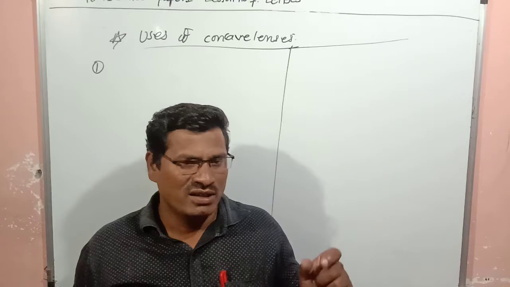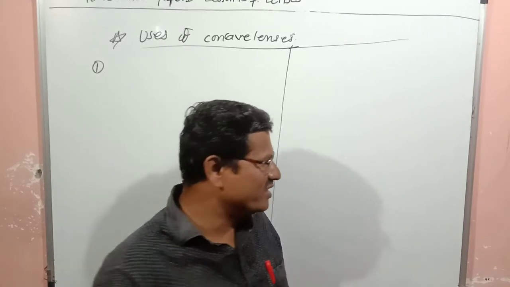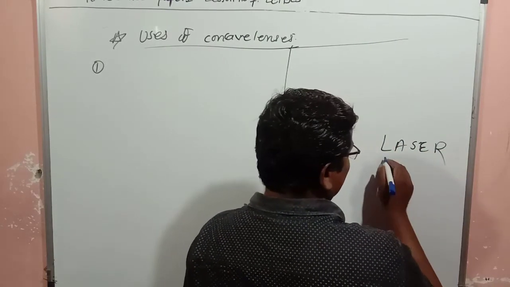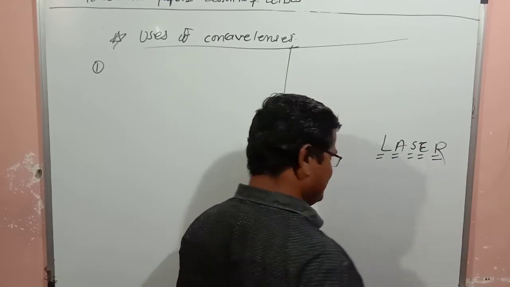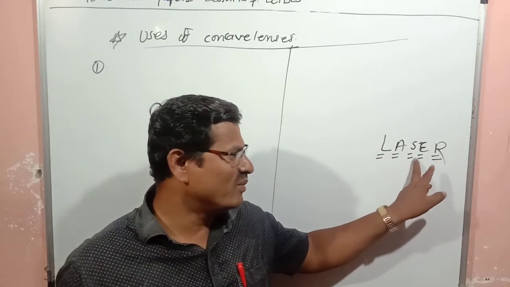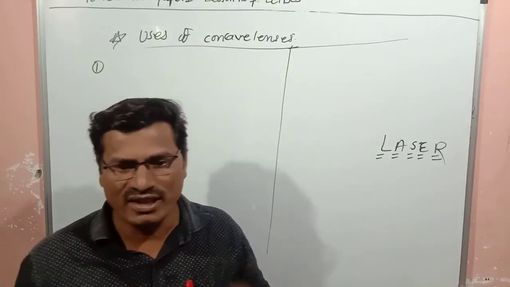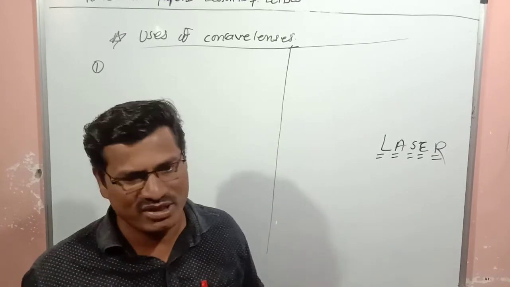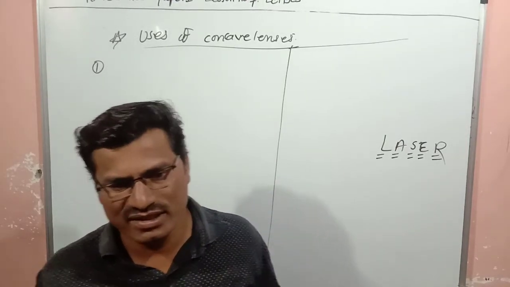So what is the long form of laser? LASER: light amplification by stimulated emission of radiation. So these instruments use laser light, and to get clear images we have to use concave lenses in these devices.